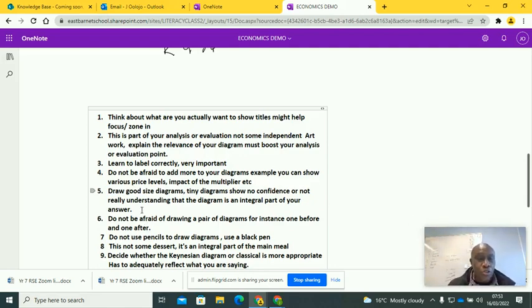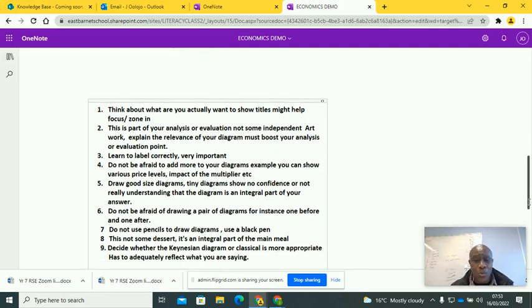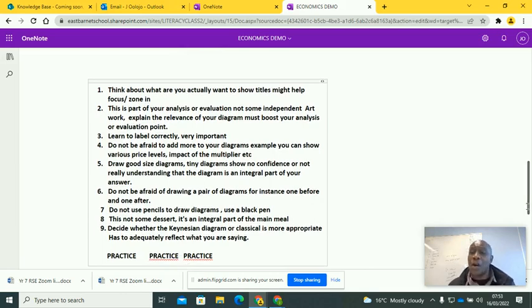Again, draw good sized diagrams, not tiny diagrams. If you draw a tiny diagram, it's like you're not really confident in what you're doing. Large diagrams, it's really, really important. Do not be afraid of drawing a pair of diagrams, for example, before and after. If you have time, it's not a bad idea to draw a pair of diagrams. Another thing, do not use pencils. Some students use pencils. I don't know why they use pencils to draw a diagram. They say, oh, I'm just doing it because, but in a real exam, I do use a black pen. Why don't you practice with what you're going to use? Use a black pen because it's what you're going to use in an exam.